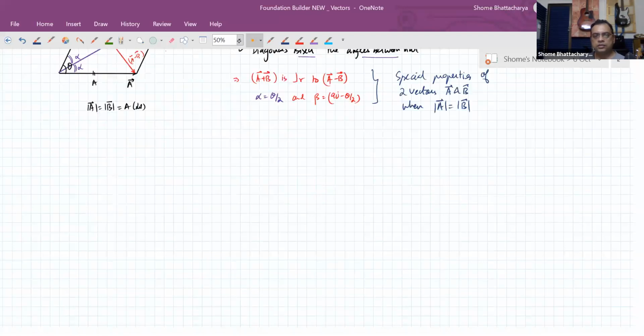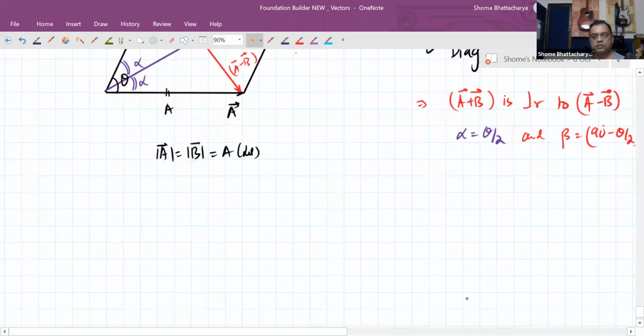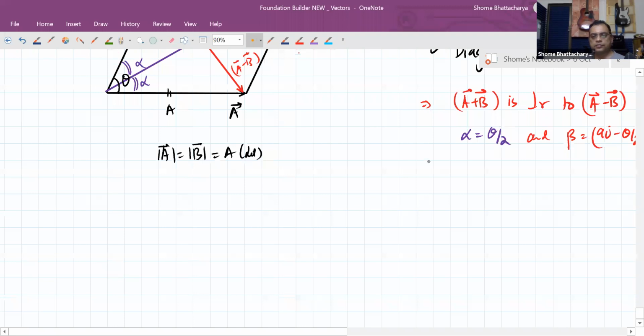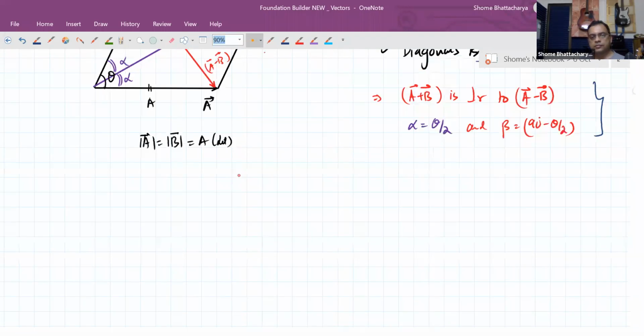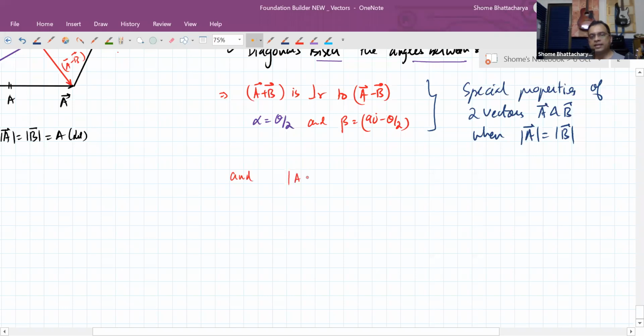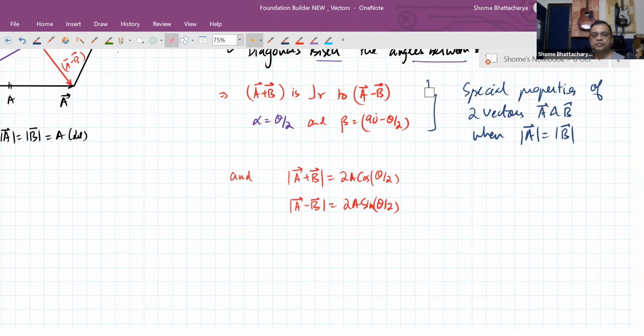Now also we will see another shortcut formula for this case. Magnitude of a plus b will be given by 2a cos theta by 2, whereas magnitude of a minus b will be given by 2a sin theta by 2. Okay, this is also part of these properties. Now we'll see how this works out in just a moment.